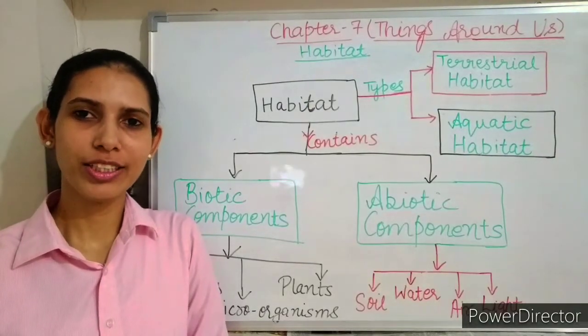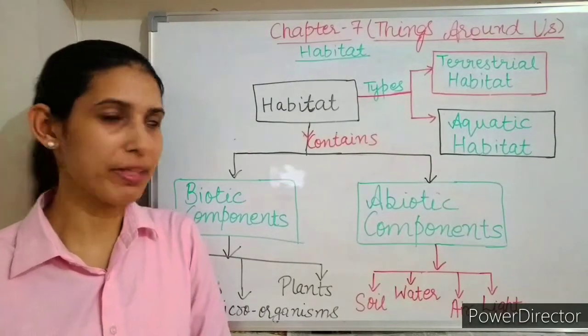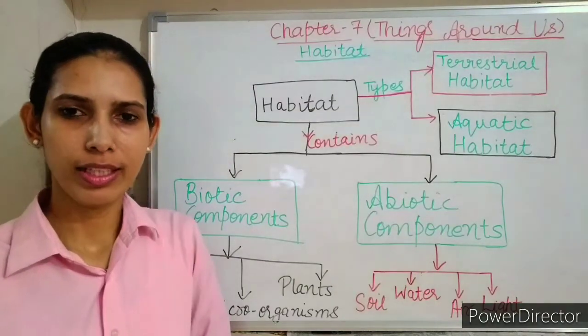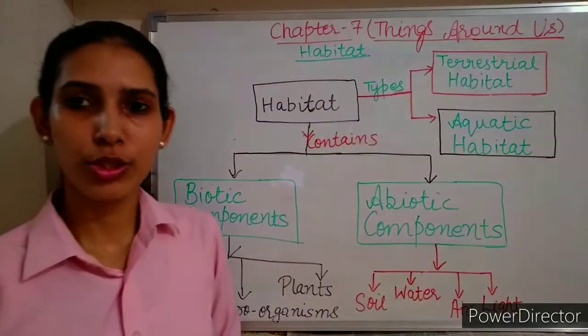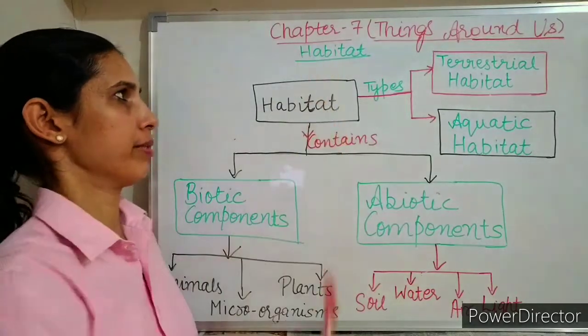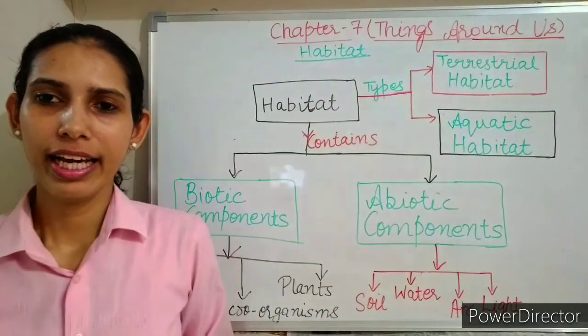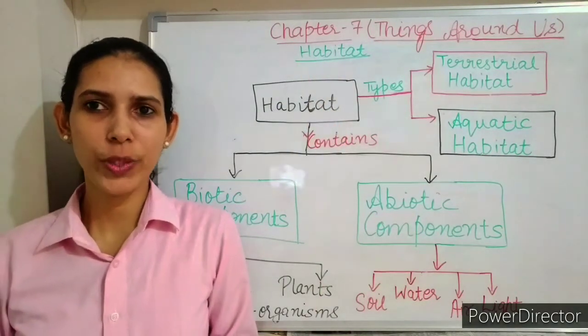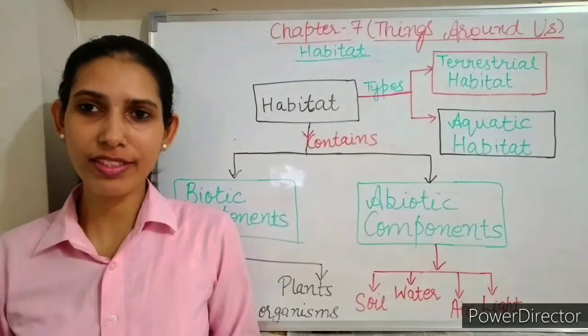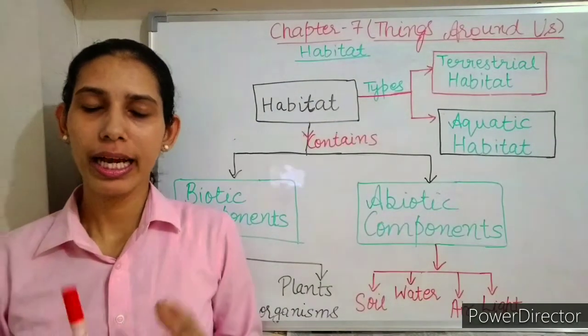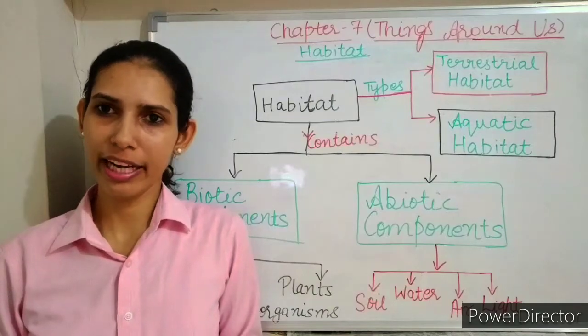Good morning everyone. This video is part 2 of chapter 7, Things Around Us. Today we will study about habitat. What is habitat? Habitat means a place where an organism naturally lives and reproduces. Habitat means a dwelling place. That means home.